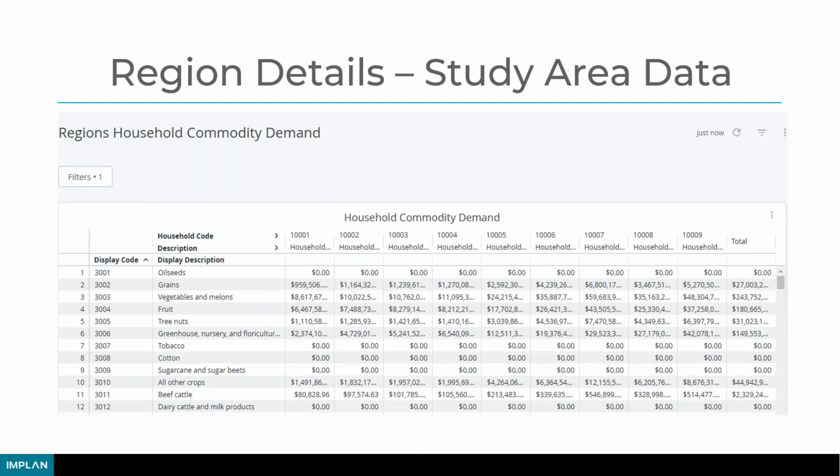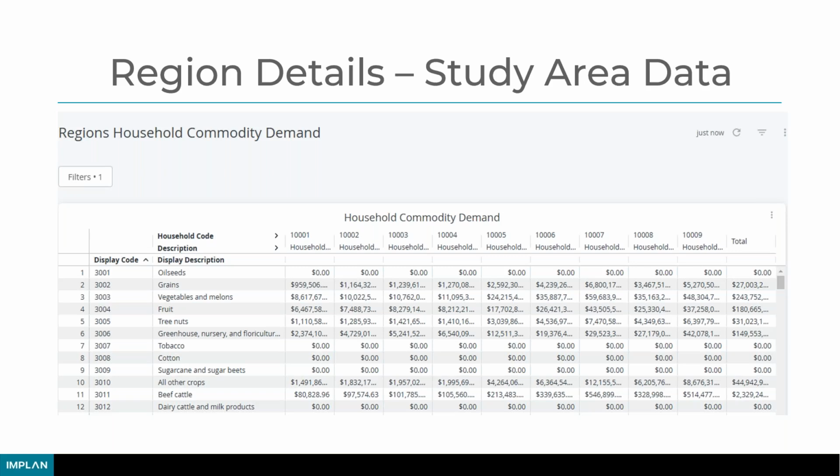Another piece here is the region's household commodity demand. Essentially what this is looking at is the consumption patterns of household groups within the region. Now, I want to step back and say one thing about regions. What I'm looking at here is a county. And I can also do this for custom geographies.